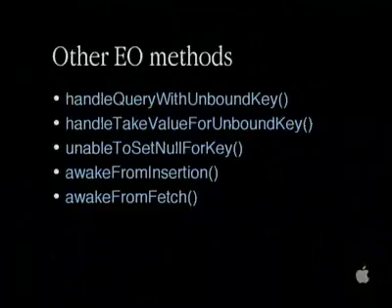A few other methods that you might consider implementing on your EO to handle unknown keys, or these are really error handling. There's an interface called error handling. Handle query with unbound key. So if you send your EO some key it doesn't know about, if you implement this method, we'll call this method and give you a chance to recover from that or do something special. And similarly for handle take value for unbound key. Unable to set null for key. Some attributes don't allow null. You want to maybe substitute a 0 or some other special value. You can do that using this method.